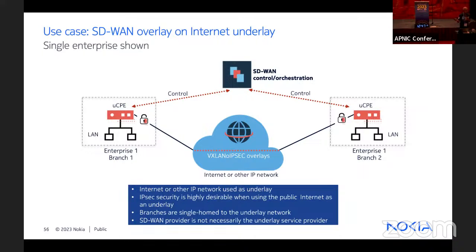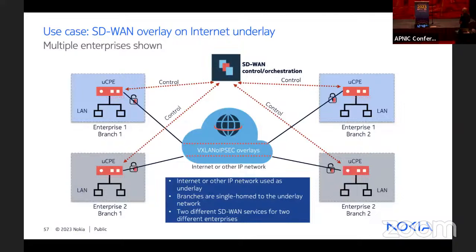There could be other encapsulations, right? Depending on implementation. So in this network here, it's very simple. We're using the internet or any other IP network, really, as the underlay. You use IPsec security. Both of the branches are single-homed. And the other great thing here is that the underlay does not need to be owned by the service provider. It could be anyone's underlay. So you could have a service provider that is providing the SD-WAN service, but a completely different service provider whose network we are riding for the data plane itself. So it's more of a disaggregated kind of service delivery model.